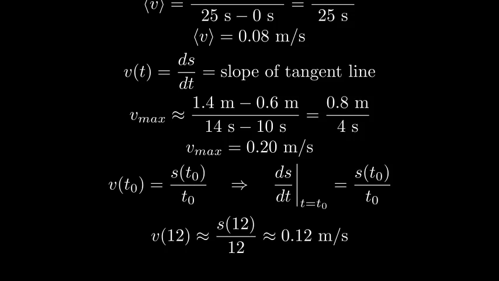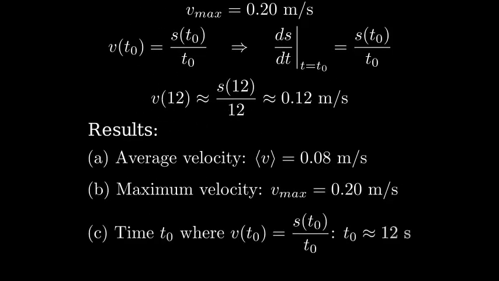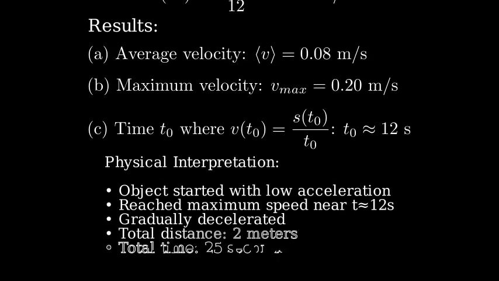To summarize our results, the average velocity over the entire motion is 0.08 meters per second. The maximum velocity is 0.2 meters per second, which occurs at the inflection point of the curve. And the time t0, at which the instantaneous velocity equals the mean velocity, is approximately 12 seconds. Physically, this means our object started slowly, accelerated to reach its maximum speed at around 12 seconds, and then gradually decelerated until it practically stopped at around 25 seconds, traveling a total distance of 2 meters.